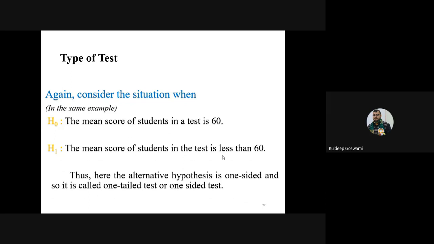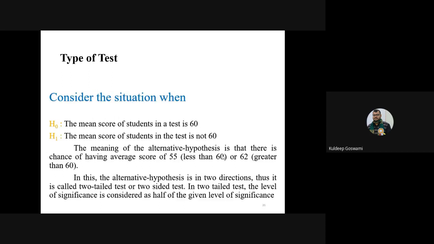Again, consider the situation when the mean score of students in a test is 60, versus the mean score of students in the test is less than 60. Here, the alternative hypothesis is one-sided, and so it is called a one-tail test or one-sided test. In the previous example, the mean score of students is not equal to 60, maybe greater or maybe less than, so it is called a two-tail test.